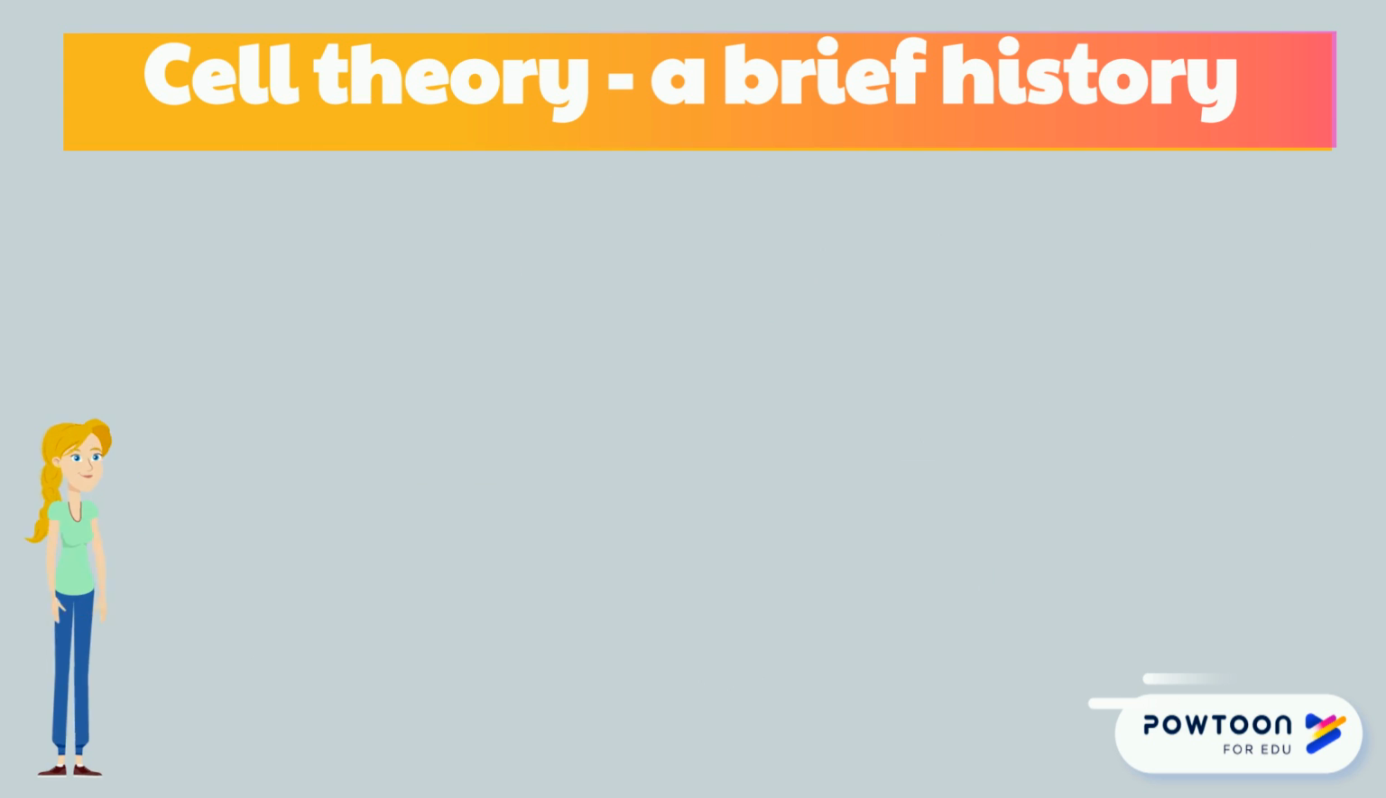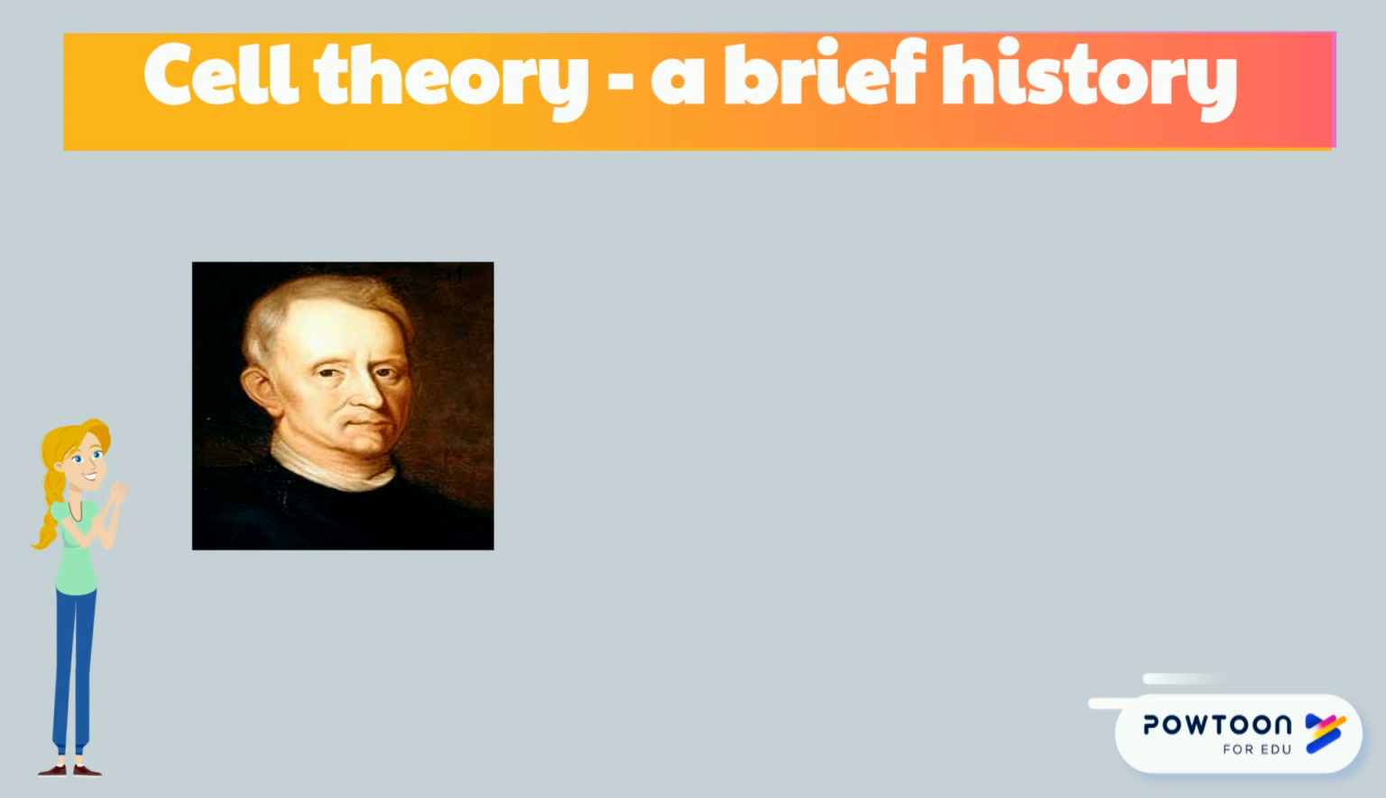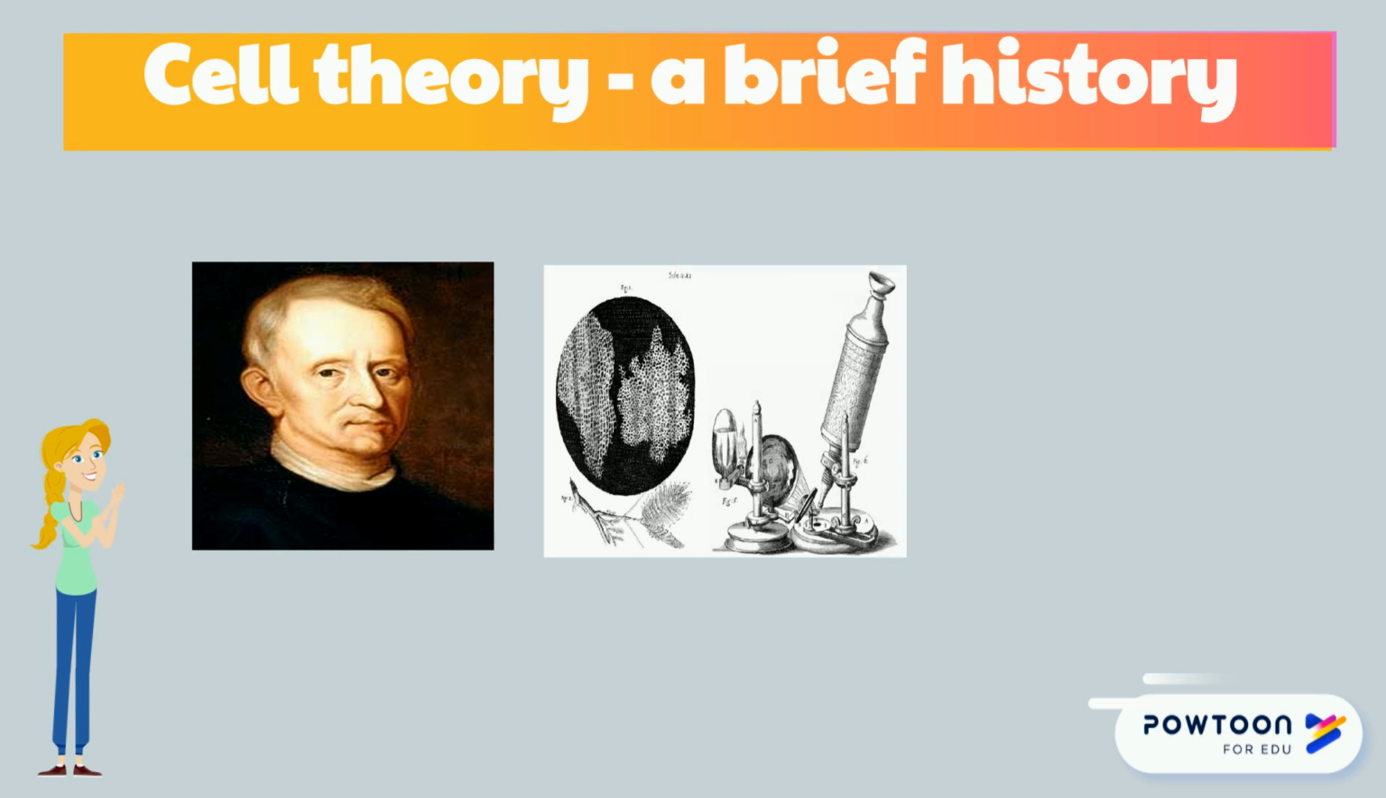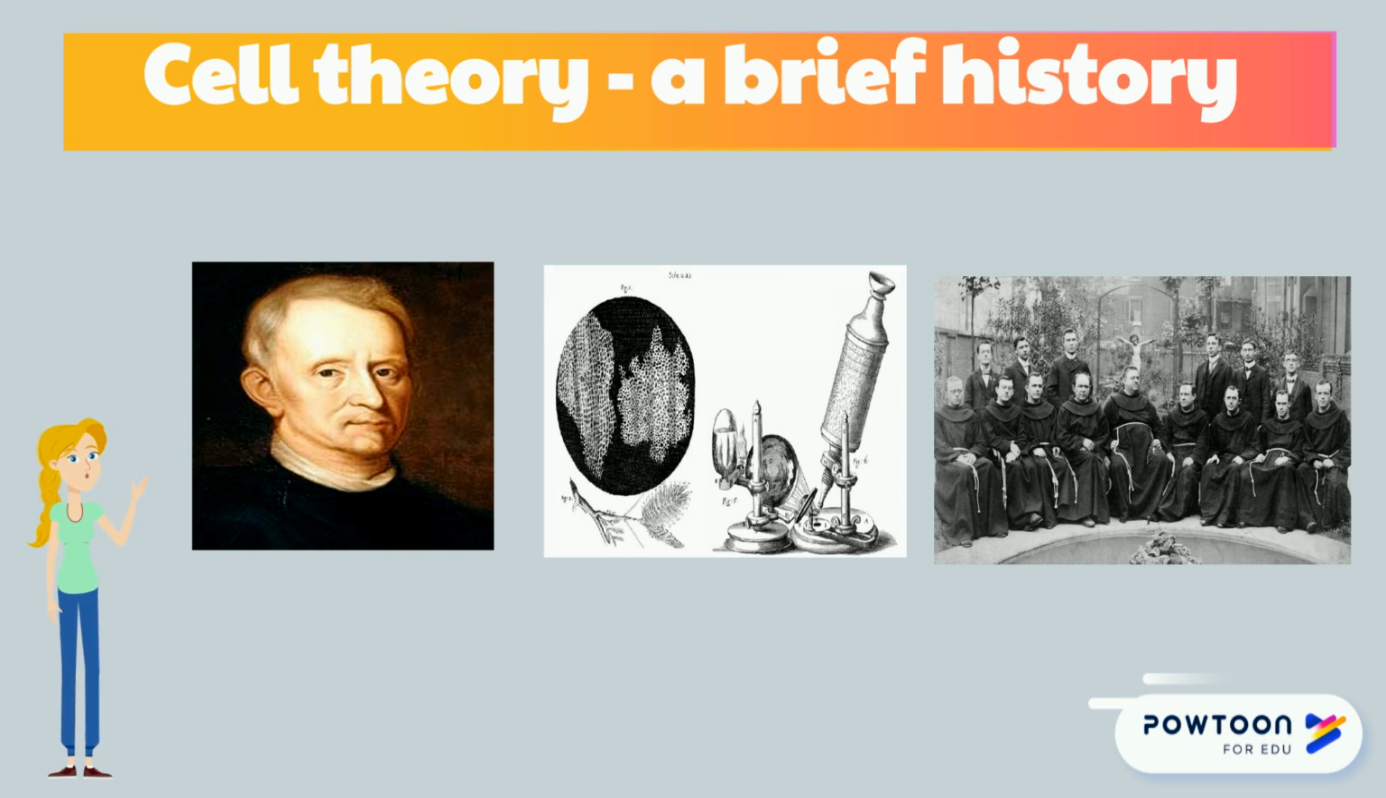Off the back of his work came Robert Hooke, who with slightly inferior equipment and bigger objects to look at in plant matter, was the first person to coin the term cell to describe what he saw inside a piece of cork, named after the prayer cells that often found in monasteries.